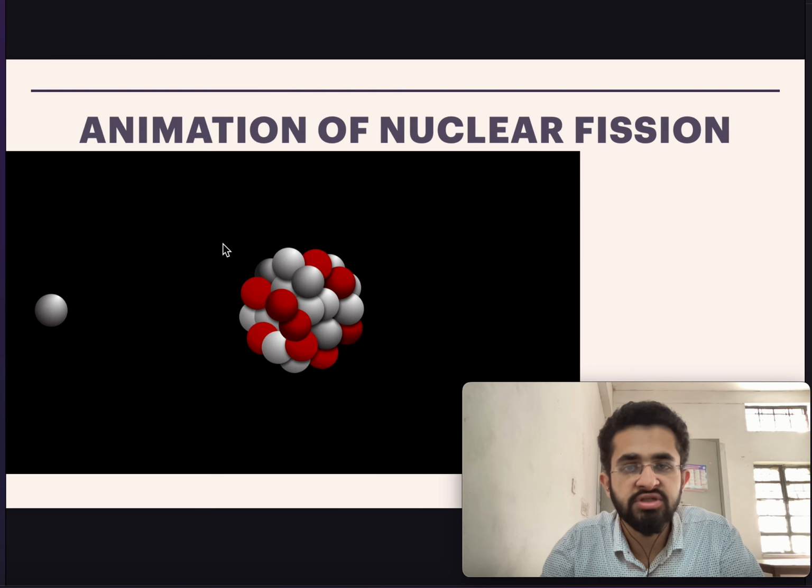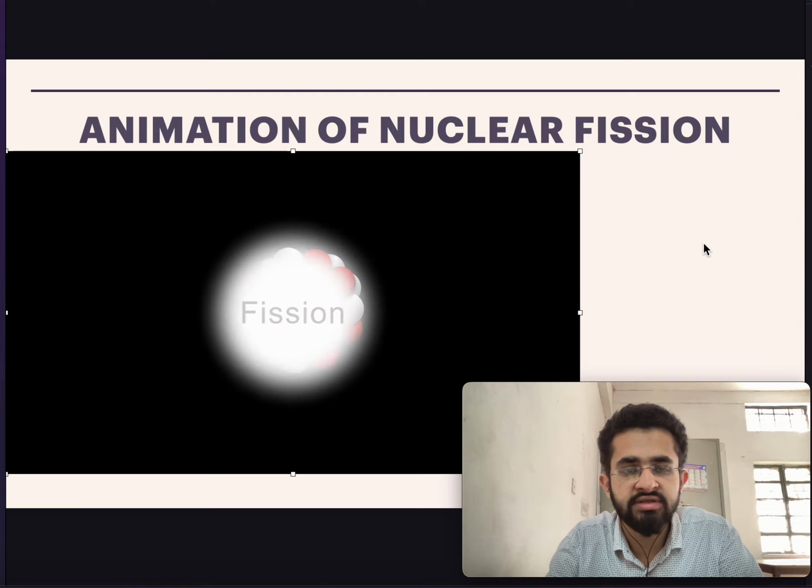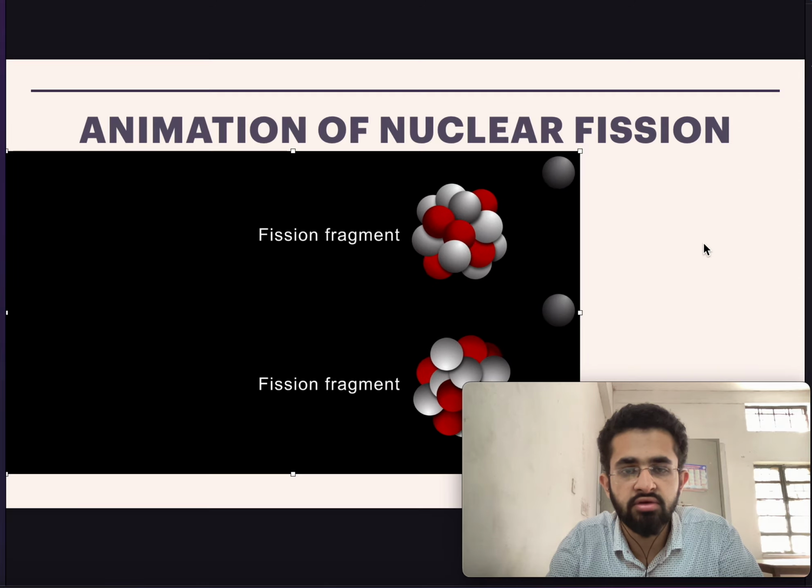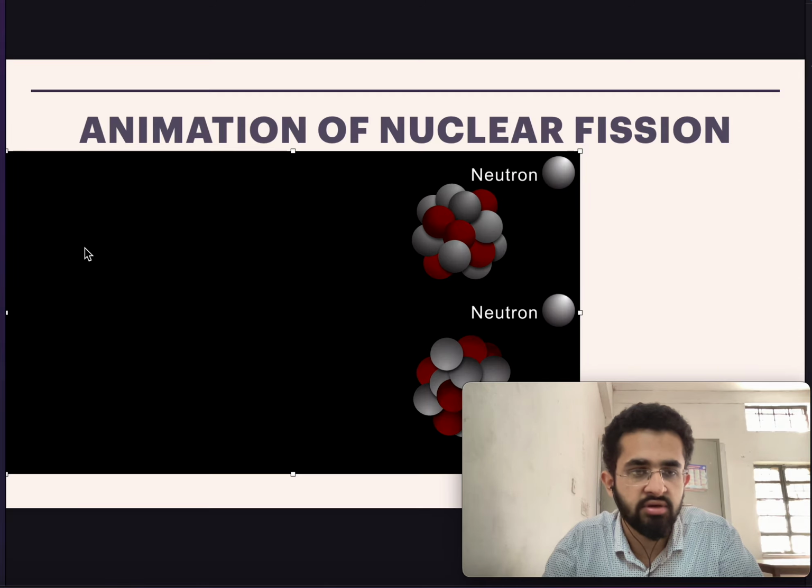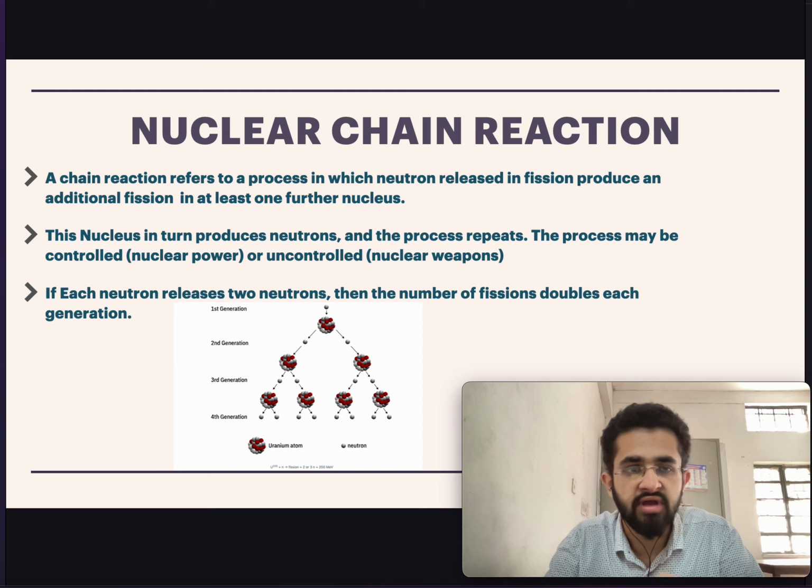And there's an animation for nuclear fission. So here you can see a neutron hitting a nucleus, fission occurs, 3 neutrons are emitted, and fission fragments are also emitted.